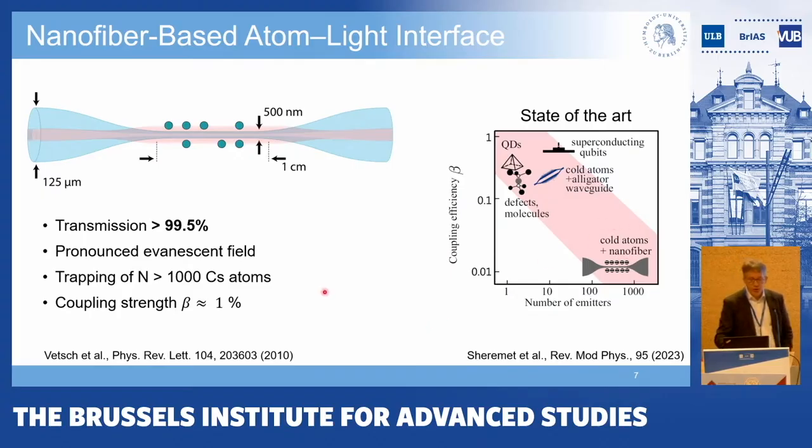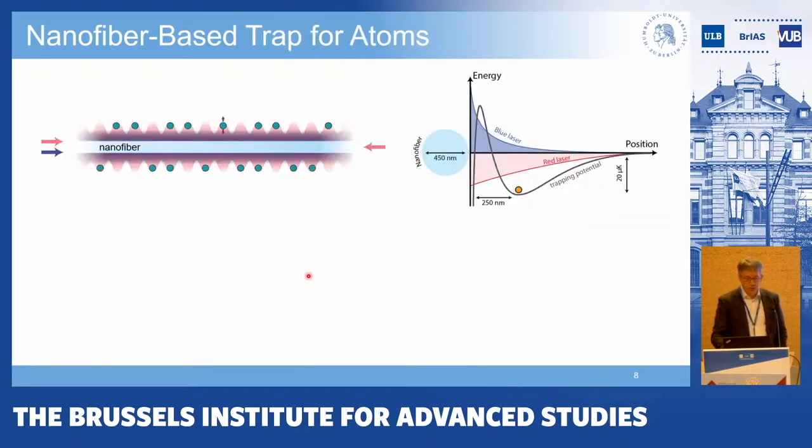So I say when we trap atoms, the question is how can we do that? And we actually achieve that by launching far detuned light fields to the fiber, two of them. One is red detuned and the other one is blue detuned.